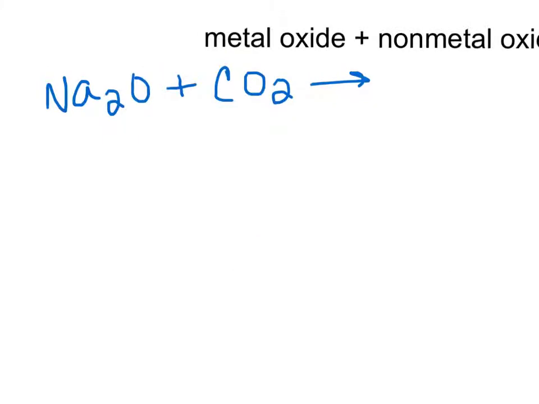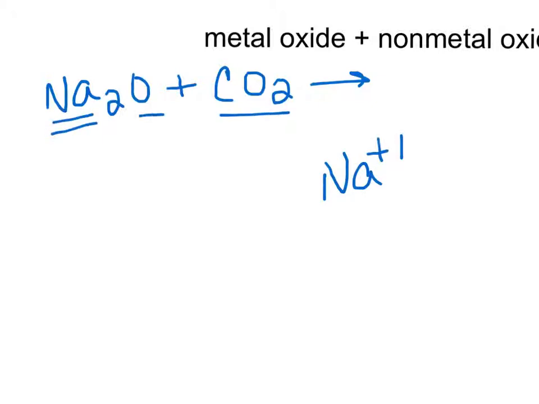The last type of synthesis reaction is a metal oxide plus a nonmetal oxide to form a salt. A metal oxide might be sodium oxide, Na+1 O-2, so it's an ionic compound. A nonmetal oxide is covalent, like carbon dioxide. And if you're going to make a salt, the salt is any ionic compound, so you have to have a plus and a minus ion for the salt. Sodium is the only thing that's positive in this reaction. It's the only positive ion.